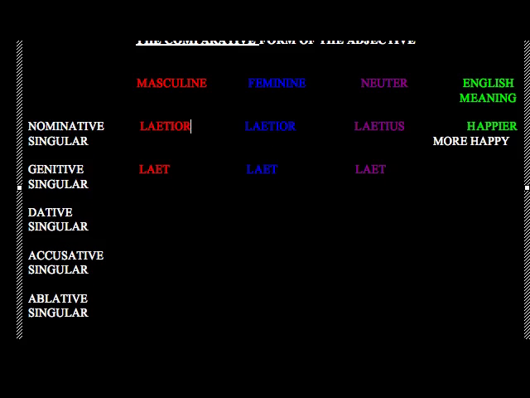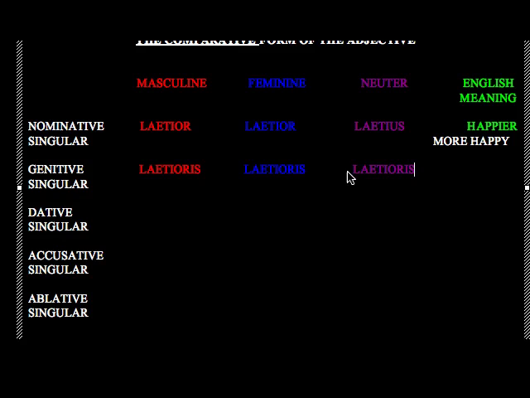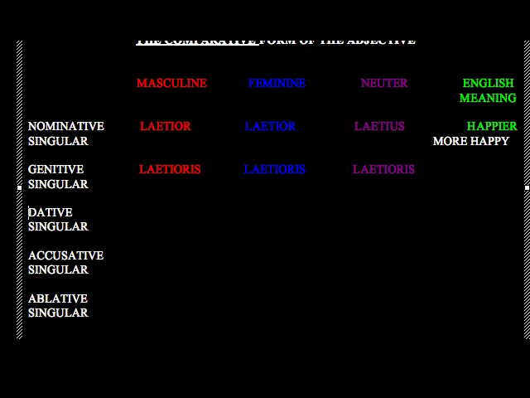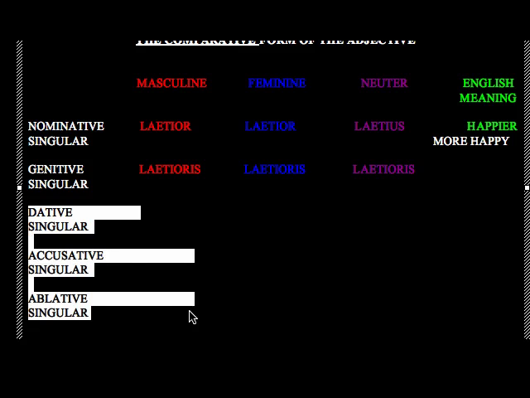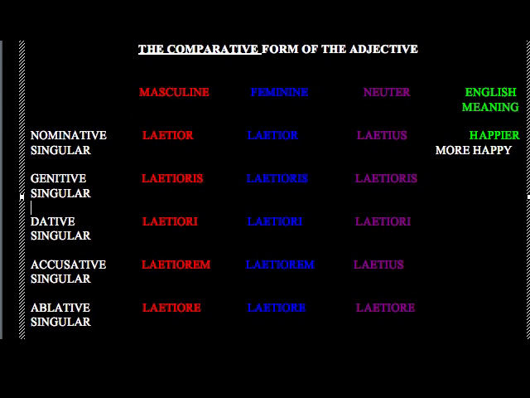See? Then, same as last time, -ioris for all these forms. And then lastly, we'll just decline it the rest of the way so that you get a chance to see how that's done. It's going to be laetioris, laetiori, laetiori, laetiorem, laetiorem, laetius again because it's the neuter, and laetiore in the ablative.